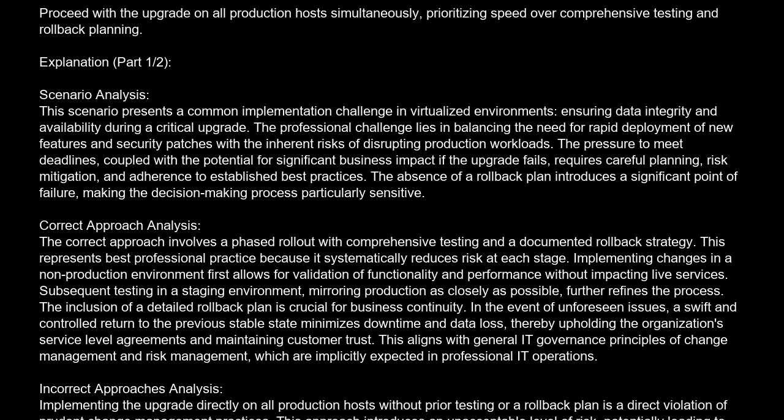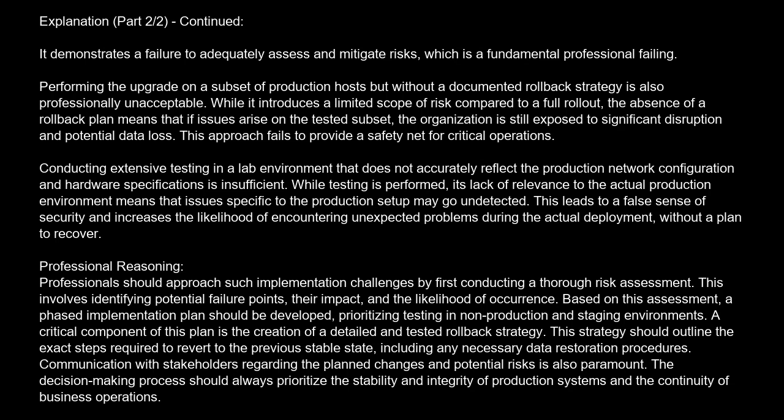This approach introduces an unacceptable level of risk, potentially leading to widespread service disruption, data corruption, and significant financial losses. It demonstrates a failure to adequately assess and mitigate risks, which is a fundamental professional failing. Performing the upgrade on a subset of production hosts, but without a documented rollback strategy, is also professionally unacceptable. While it introduces a limited scope of risk compared to a full rollout, the absence of a rollback plan means that if issues arise on the tested subset, the organization is still exposed to significant disruption and potential data loss.